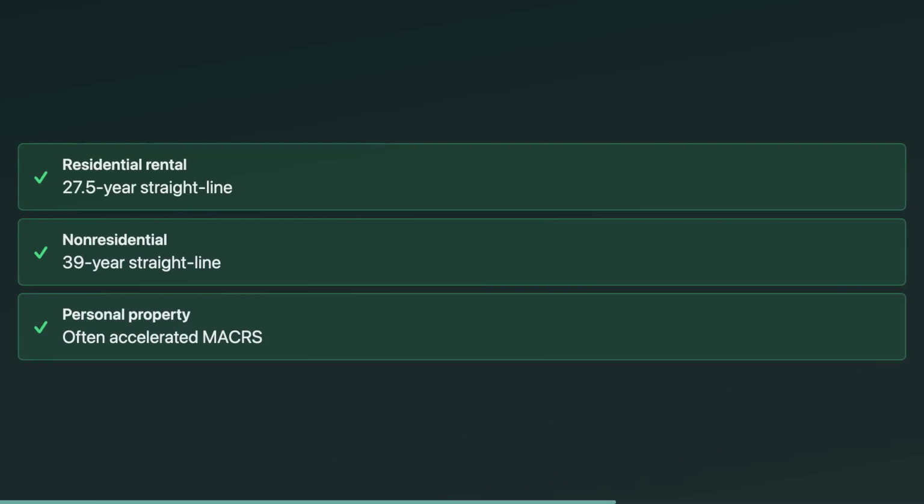Real property is where most points are lost. Residential rental property is generally 27.5 years, straight line. Non-residential real property is 39 years, straight line.